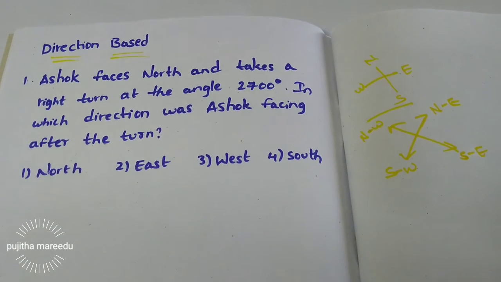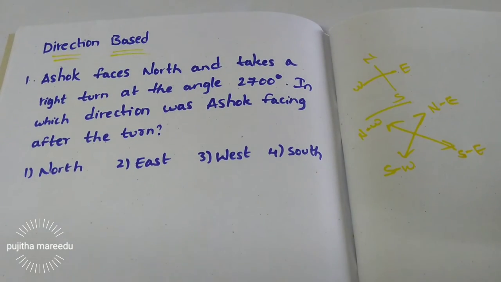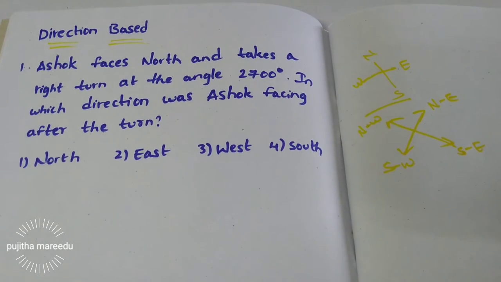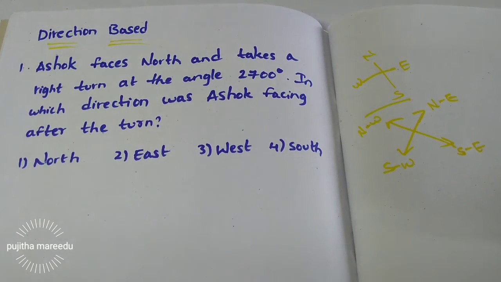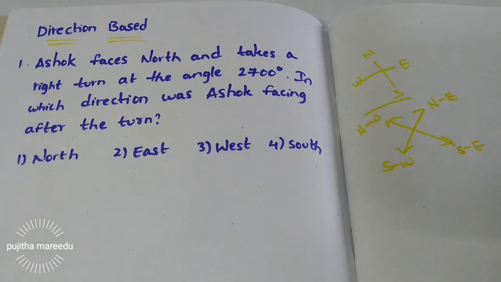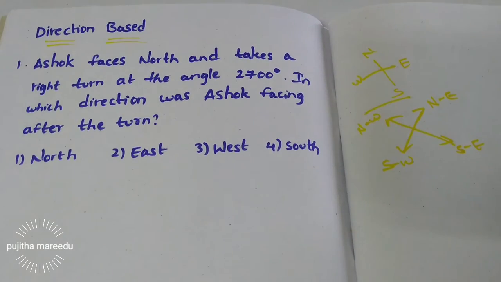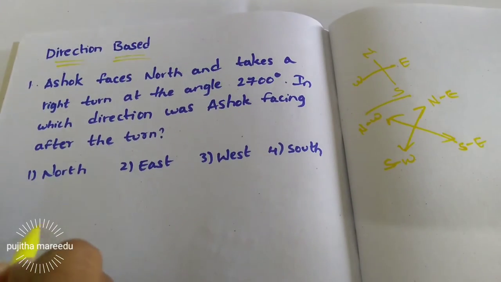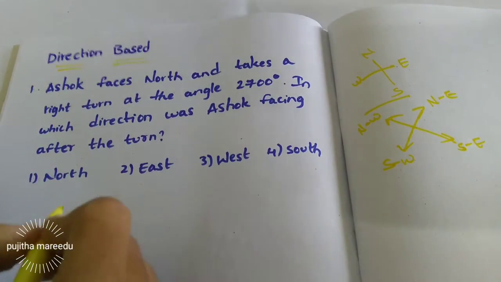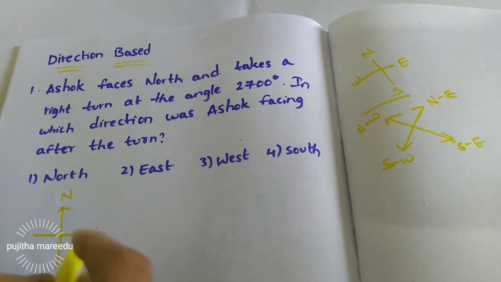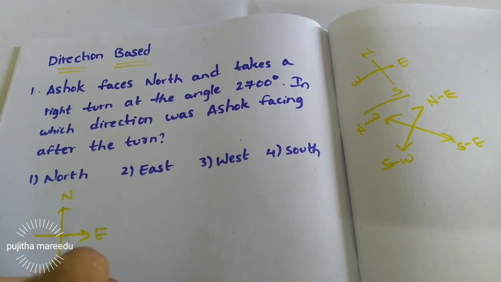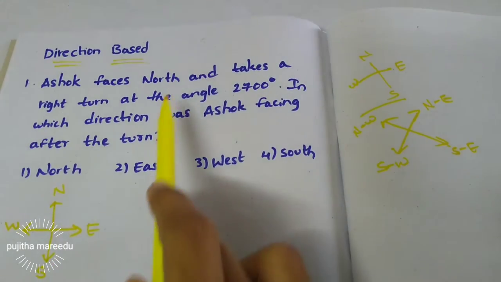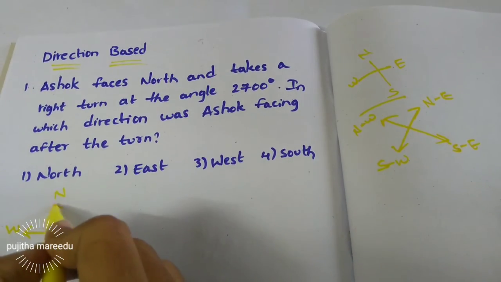For example, Ashok faces north and takes a right turn at the angle 2700 degrees. In which direction was Ashok facing after the turn? Here, Ashok faces north. He faces north direction.